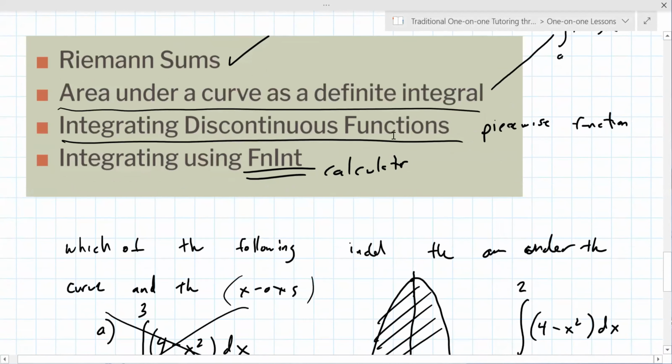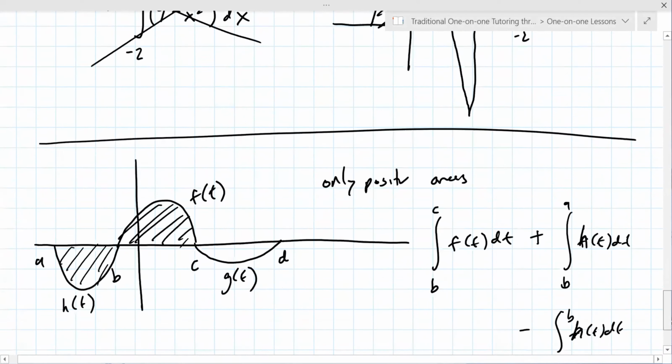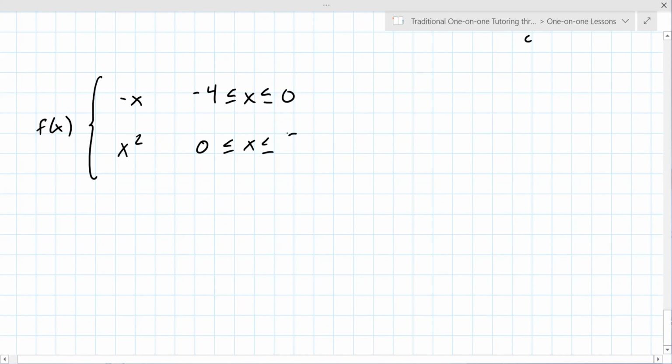Okay. I think we should talk about discontinuous functions, meaning piecewise functions. All right. Is that okay? Yeah. All right. So I'm going to give you a piecewise function. I'm going to say f of x equals minus x from -4 less than or equal to x less than or equal to 0. And then it's x squared from 0 less than or equal to x less than or equal to 2.